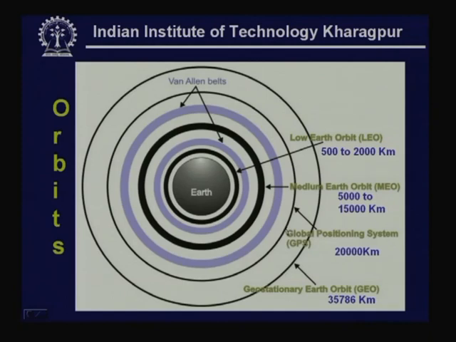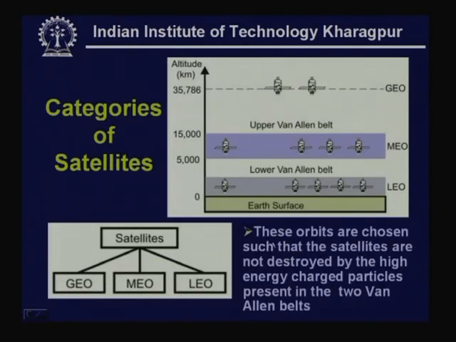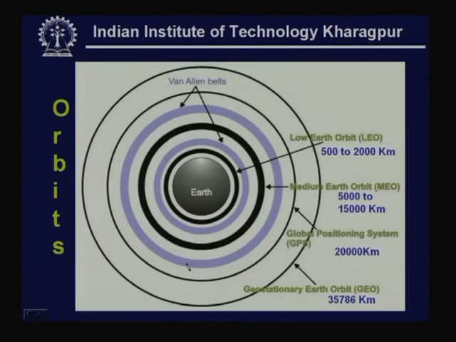However, there is another one in between MEO and the geostationary orbits, that is GPS, the Global Positioning System, another constellation of satellites which are placed at a distance of 20,000 kilometers. So, obviously, it is above the second Van Allen belt, but much below the geostationary earth orbit, which is at a distance of about 35,800 kilometer. As I mentioned, these orbits are chosen such that the satellites are not destroyed by high energy charged particles present in the two Van Allen belts. So, we have broadly three types of orbits.